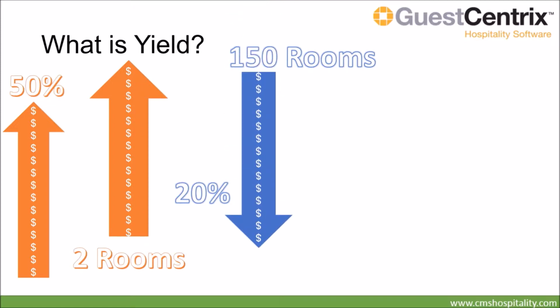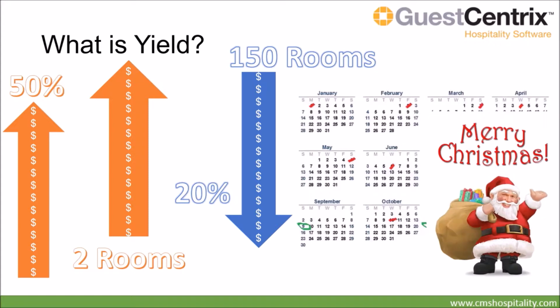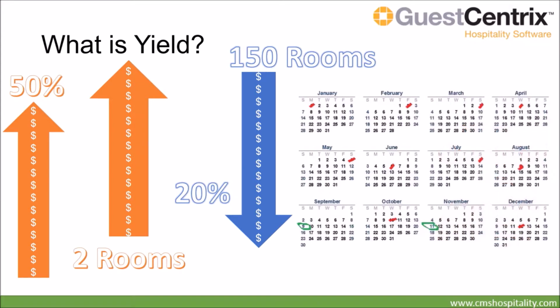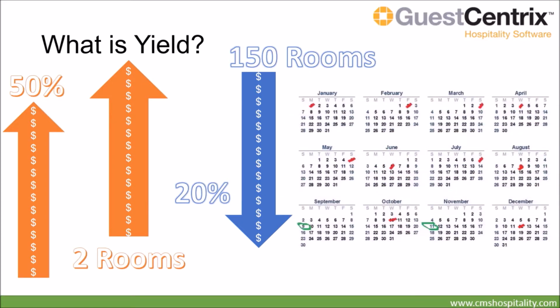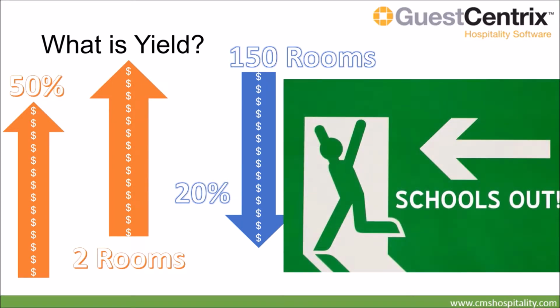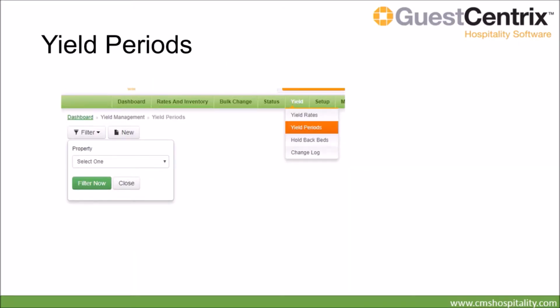These rules are defined on specific calendar periods, and these may be one day, such as Christmas, or entire seasons. And for other properties, it may be specific for school holidays or many other user-defined periods for your property. Before we can set up the rules for yield, we must set up the yield period.